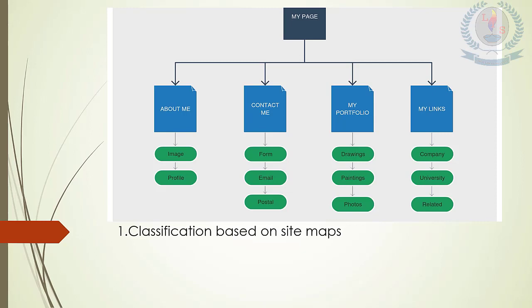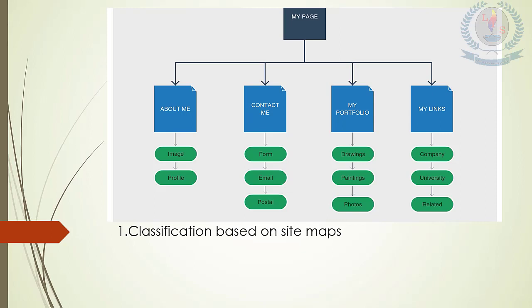Under each web page, images and profiles are some subtopics under about me. Under contact me, forms, email addresses and postal addresses come under the contact me web page. Likewise, you can design your sitemap first and foremost as the main target. Here you have to decide what web pages I should have, and then what subtopics I should include for each and every web page.